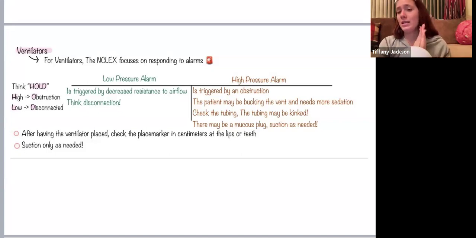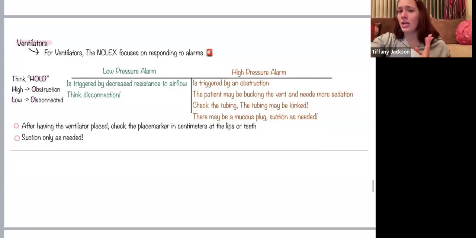After a patient has been placed on a ventilator, we're going to want to check what number is at their lips and teeth so we can make sure that it stays where it's been. So let's say they have the vent in and you see a marker with 36. We're going to want to chart that every time we assess the patient. Is it at 36? Is it still at 36? You go in a patient's room and you see that it's at like 48. We're going to need to call the doc because it's come out of place. We always suction as needed.